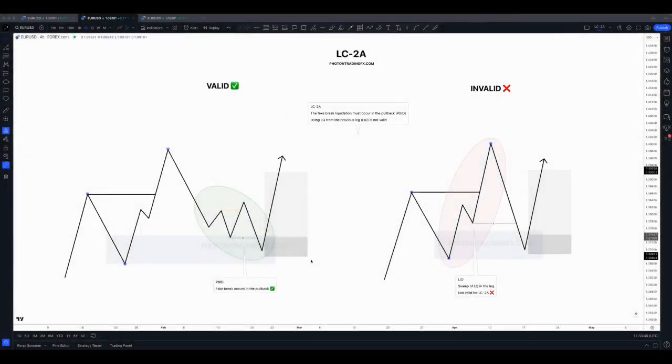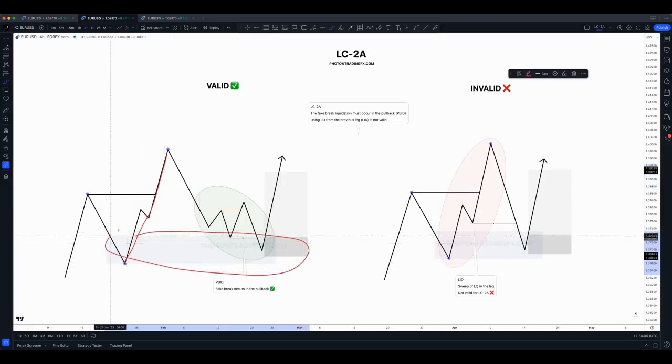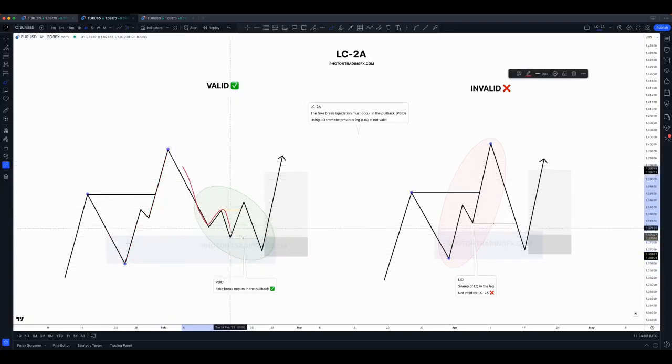All right, so one of the very common mistakes with this is not using or not looking for the fake break liquidation in the correct area. Okay, so very simply, we are just looking for the liquidation to occur in the pullback that comes back to the POI. Okay, so once we get the initiation out of the range that then creates our POI, when price is coming back to our POI on our lower time frame of choice, i.e. the M5, we must see that fake break, that strong liquidation occur in this pullback to the POI.